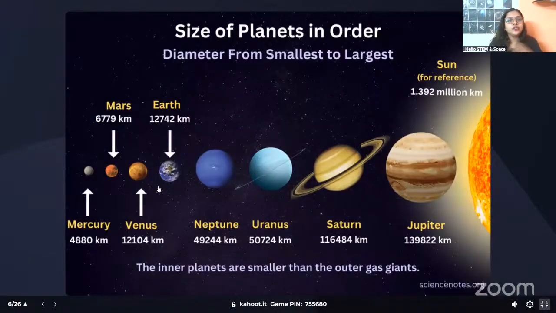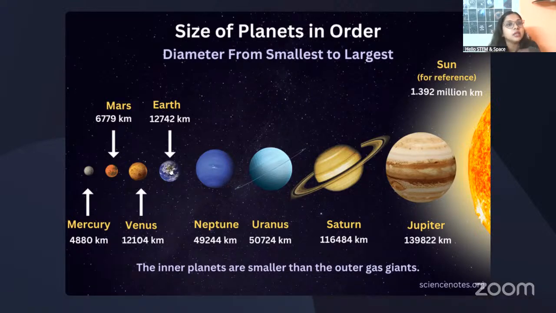Now if you look at the size, this is actually a size chart of all the planets, and you can see Mars is small. Mercury is the smallest planet, followed by Mars, Venus, and Earth. Even though Mars comes after Earth, it is still smaller than Venus and Earth. Venus is called the sister planet of Earth because they are very similar. Venus is smaller than Earth, but they are somewhat similar in size.